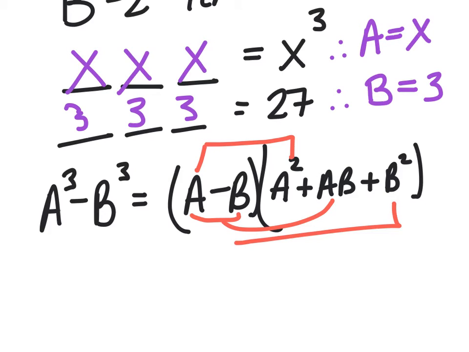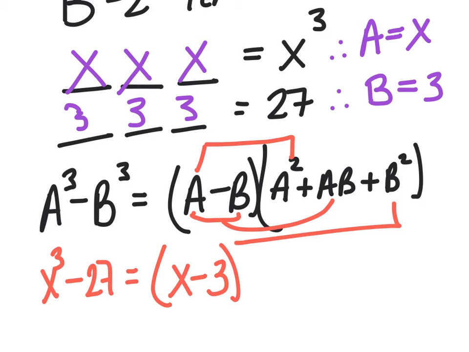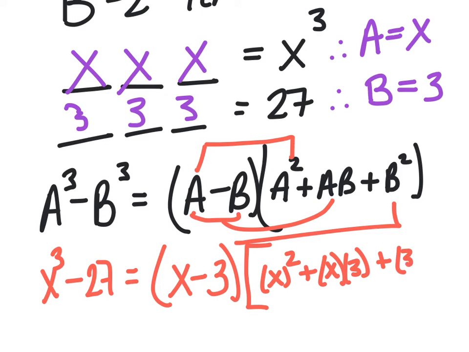Now we'll throw in the A and the B in the formula. So this is going to be x cubed minus 27 equals, okay, I'm going to put in my A, which is x, minus my B, which is 3. Now, here's the catch. When you substitute, I want to make sure that you're putting things in parentheses. So I'm going to say this is x squared plus x times 3, notice I'm substituting, I'm using parentheses, plus 3 squared. Everything you substitute in gets parentheses.